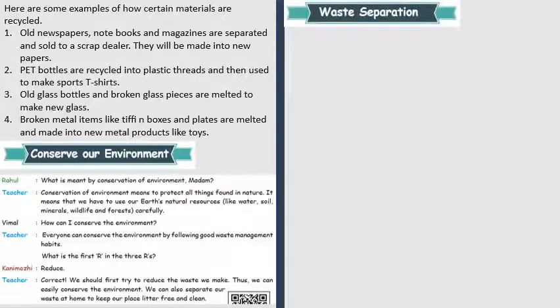What is the first R in the three R's? Reduce. Correct. We should first try to reduce the waste we make. Thus, we can easily conserve the environment. We can also separate our waste at home to keep our place litter-free and clean.